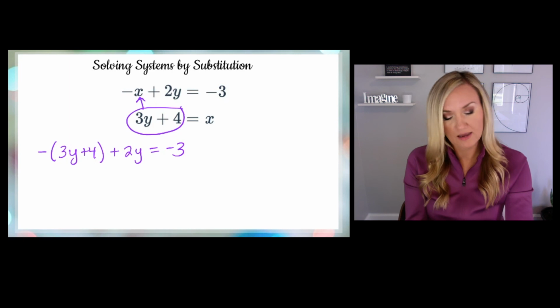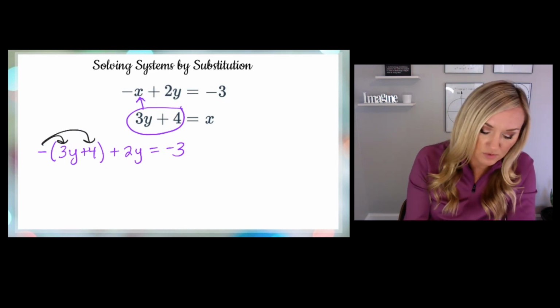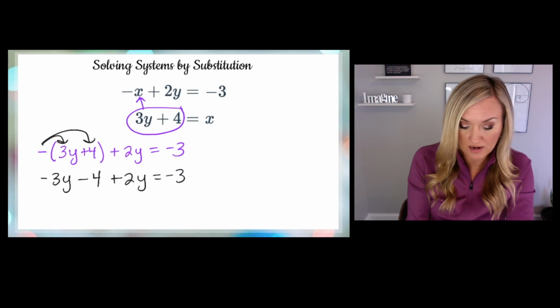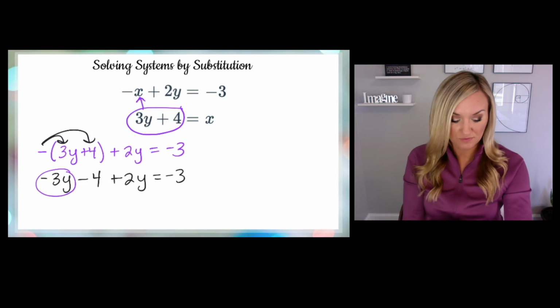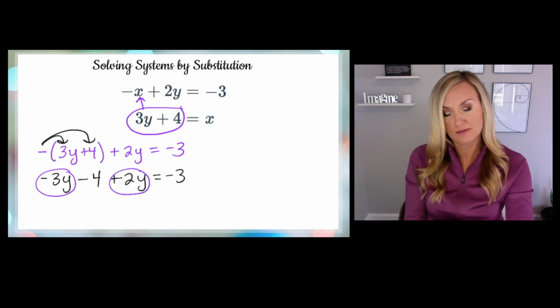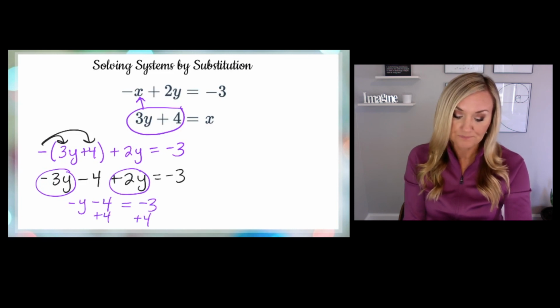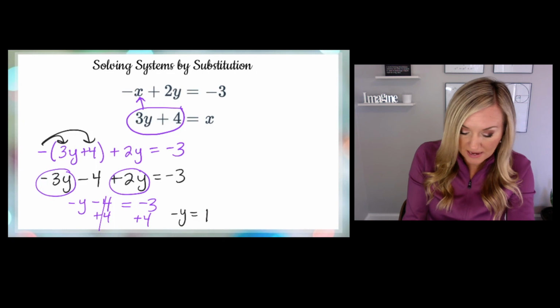So what's going to happen now is that I do need to distribute that negative to both terms, right? It needs to go to the 3y and it needs to go to the 4. So negative 3y minus 4 plus 2y equals a negative 3. Now it looks like it gets fun. Negative 3y and a 2y, we can combine those like terms, and that's going to give me a negative y minus 4 equals a negative 3. When I add 4 to the other side, I am going to have a negative y equals a positive 1.